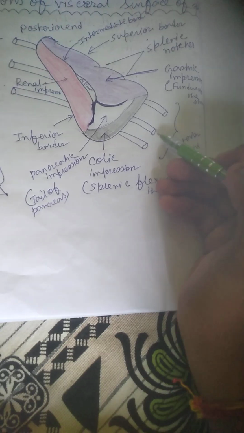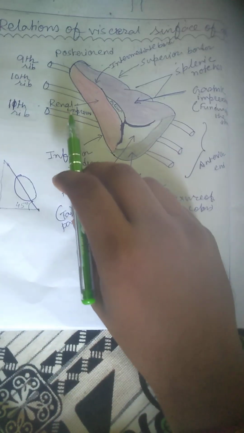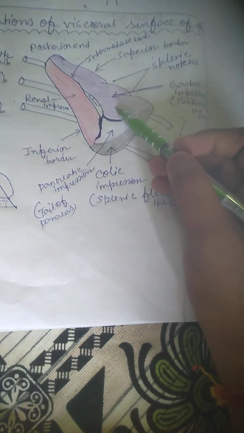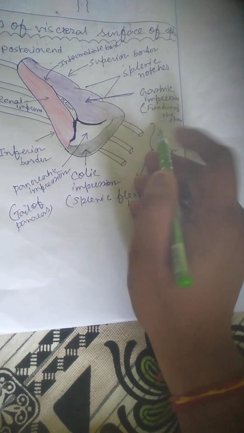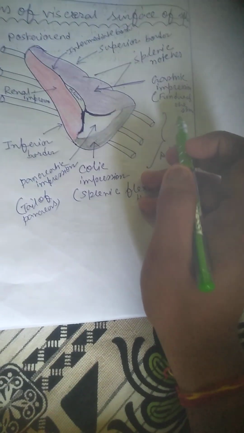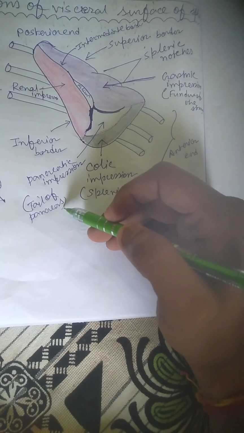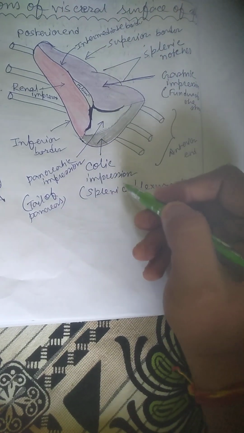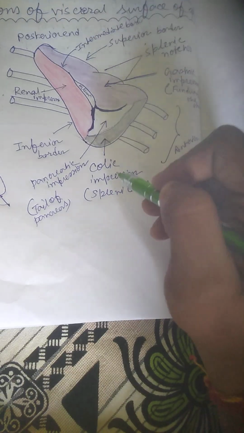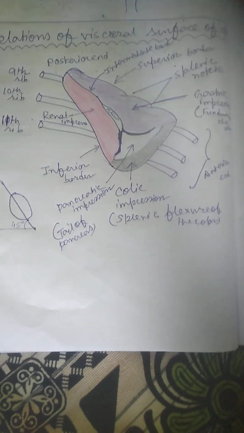Okay, this pink shaded area is the renal impression due to the left kidney and the left suprarenal gland. This violet shaded area is the gastric impression, due to the fundus of the stomach, and this triangular part is the pancreatic impression due to the presence of the tail of the pancreas, and this is the colic impression, due to the splenic flexure of the colon. Okay.